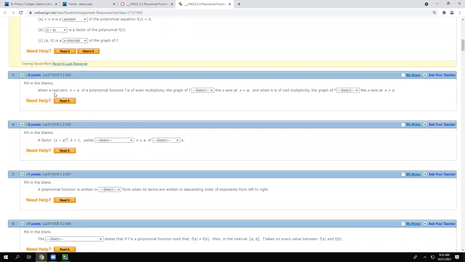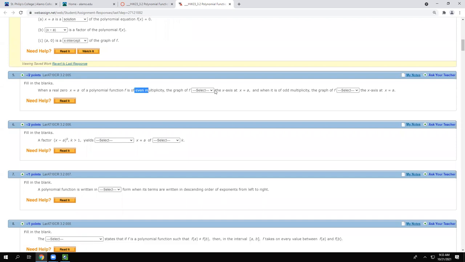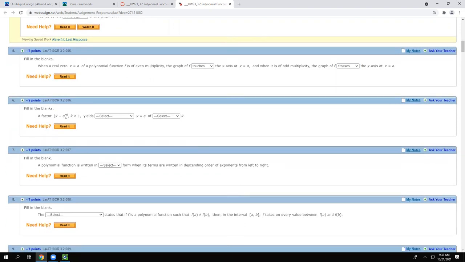Let's see, number five says one is zero. Here has an even multiplicity. It should bounce, which they call touch. Touches it and it comes back down, or from the top, touches it and goes back up. But when it's odd, it crosses. And then yields a repeated zero of multiplicity. So how many times does it repeat? That's what the exponent tells you.